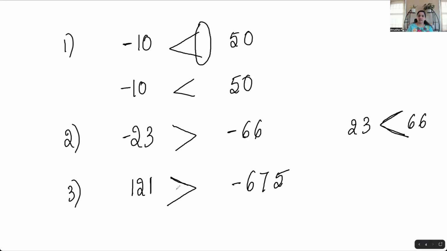Okay, so integers have both positive numbers and negative numbers, and the right side of 0 are positive numbers and the left side of 0 are negative numbers. I explained how to compare the numbers here. The next one is opposite of numbers.